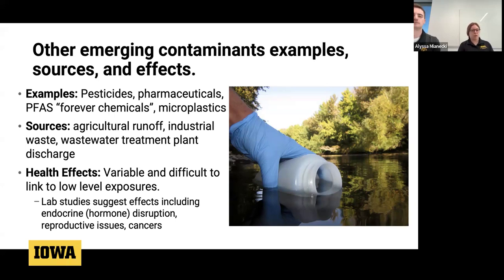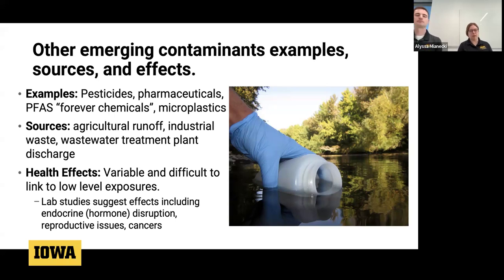It's interesting to note, though, that if you see a pesticide, it doesn't automatically mean that it came from a farm field. We've seen pesticides in wastewater treatment plant discharge, and we also see it a lot in urban runoff as well. And then PFAS are pretty much found in every water source, unfortunately.